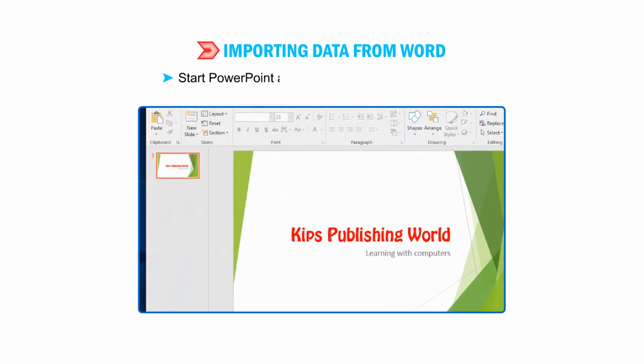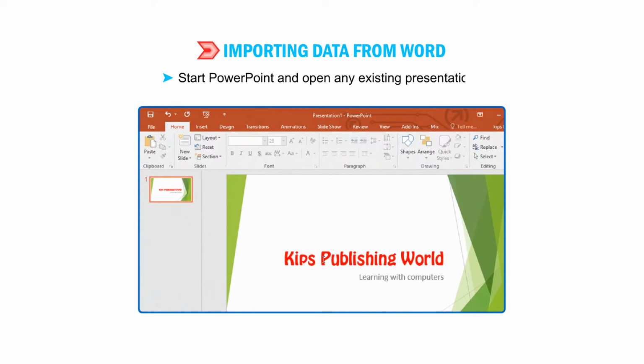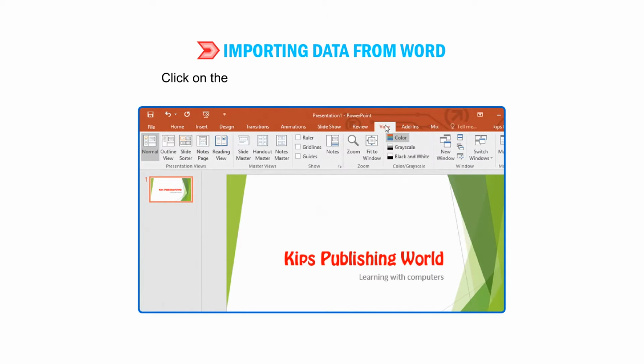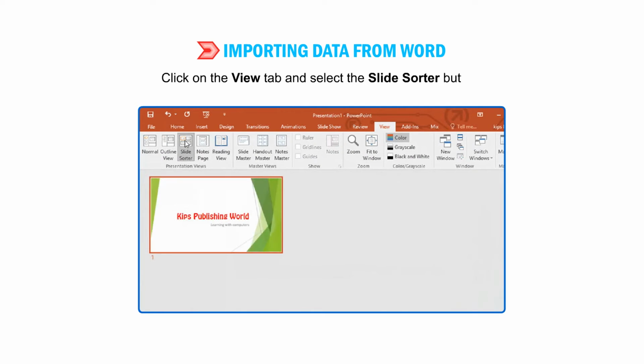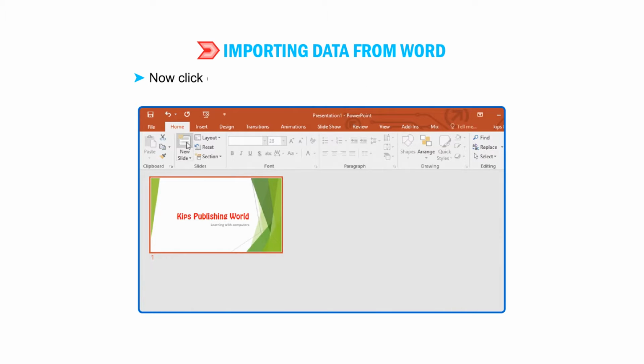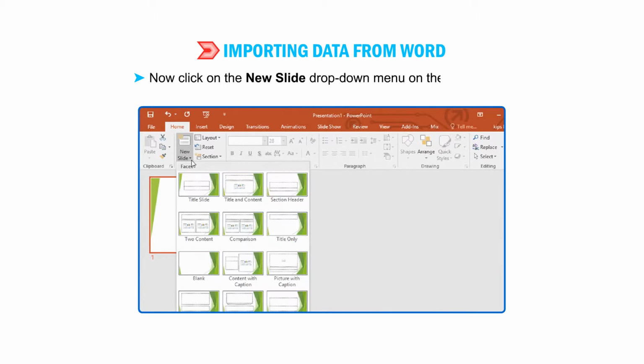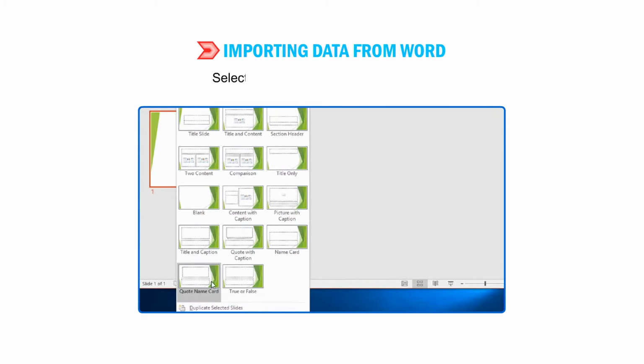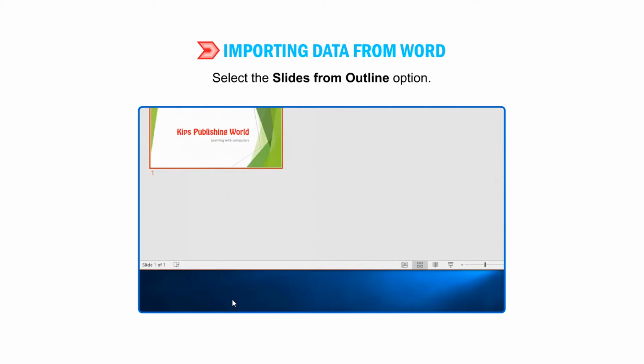Start PowerPoint and open any existing presentation. Click on the View tab and select the Slide Sorter button. Now click on the New Slide drop-down menu on the Home tab. Select the Slides from Outline option.